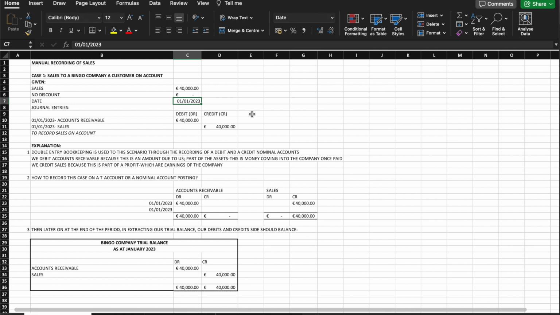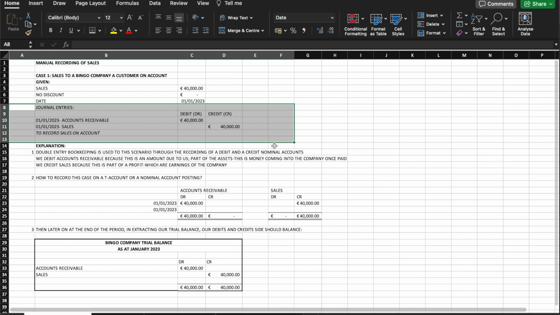And we will be showing you the whole transaction in detail as well. So how we record that, how we show that in our journal entries. In our journal entries, we have the debits and the credits, the side of the debit and the side of the credit.